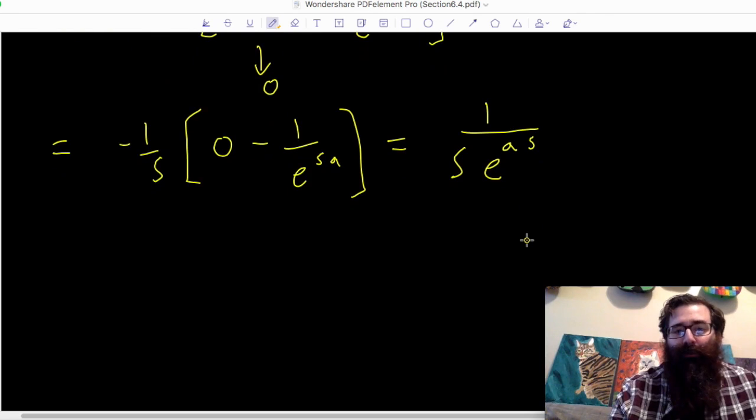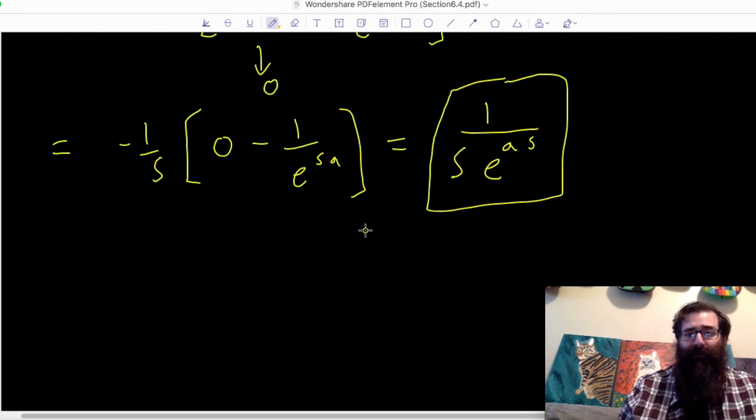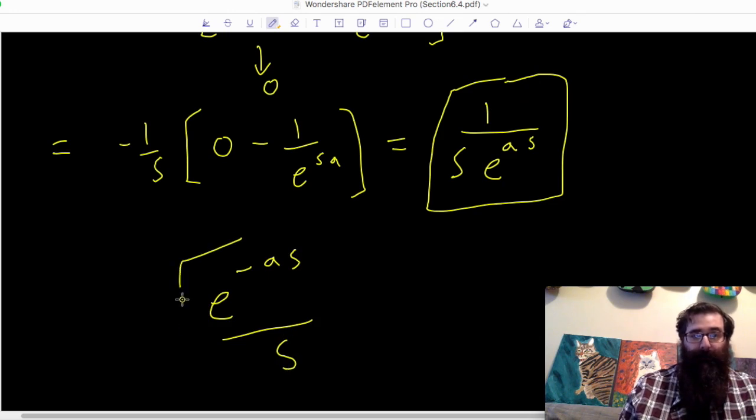And depending on where we're looking for this result, this looks great. We may see it in a textbook or something actually written with the exponential function on top. So another way we could write this, which might even be more common, is e to the negative as power all divided by s. They're the same results.